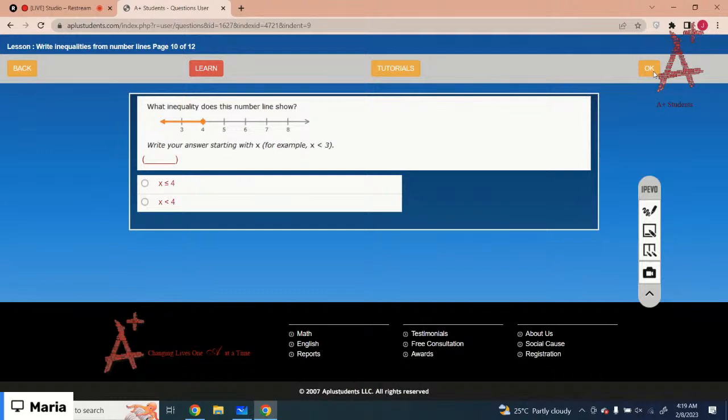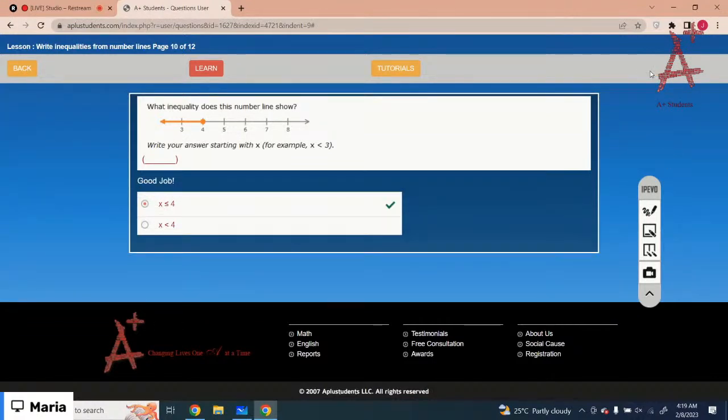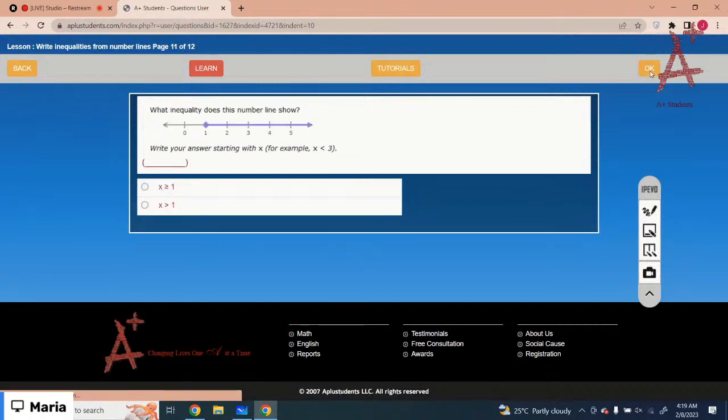What inequality does the number line show? So the graph is pointing at the left hand side. Also, you have a closed circle located at 4. That means x is less than or equal to 4. The correct option is x is less than or equal to 4. Okay, what inequality does the number line show?